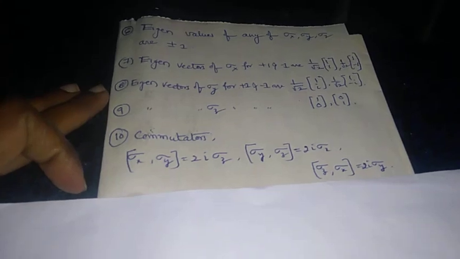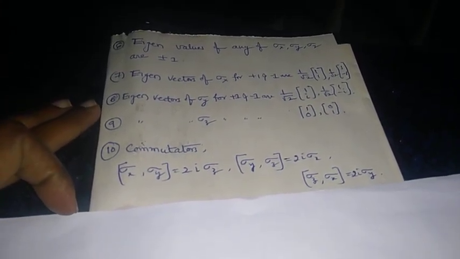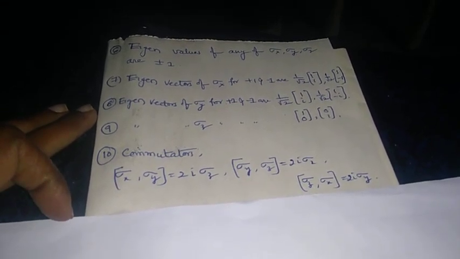And the 10th property is that if you compute the commutators, like sigma x and sigma y commutator, you will get 2i sigma z, and the same kind of answer for other combinations.